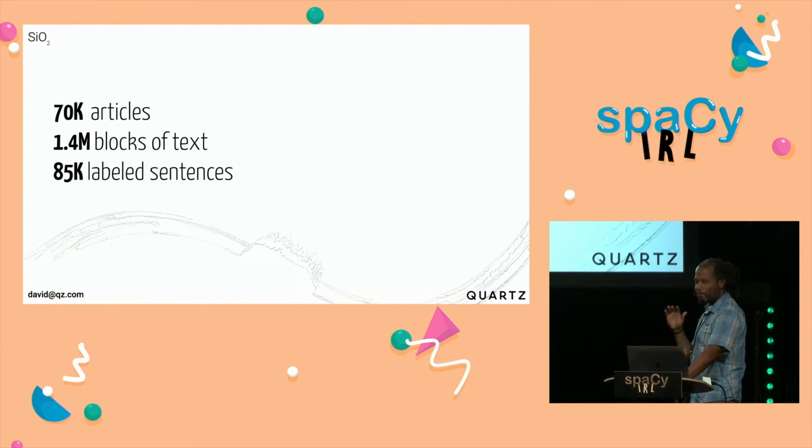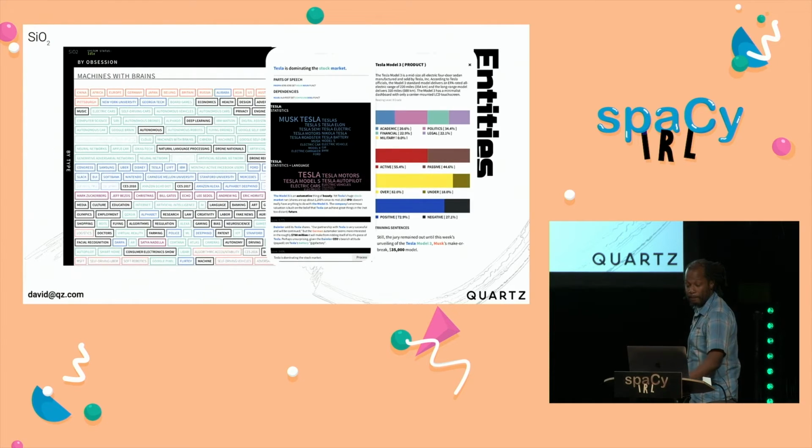We started out, this is not big data, so it's not going to seem impressive for everybody, but we started out with 70,000 articles, which was 1.4 million blocks of text. And we turned that into 85,000 labeled sentences with the entities that were the most representative of us for our base model, and trained a model based off of that in spaCy.